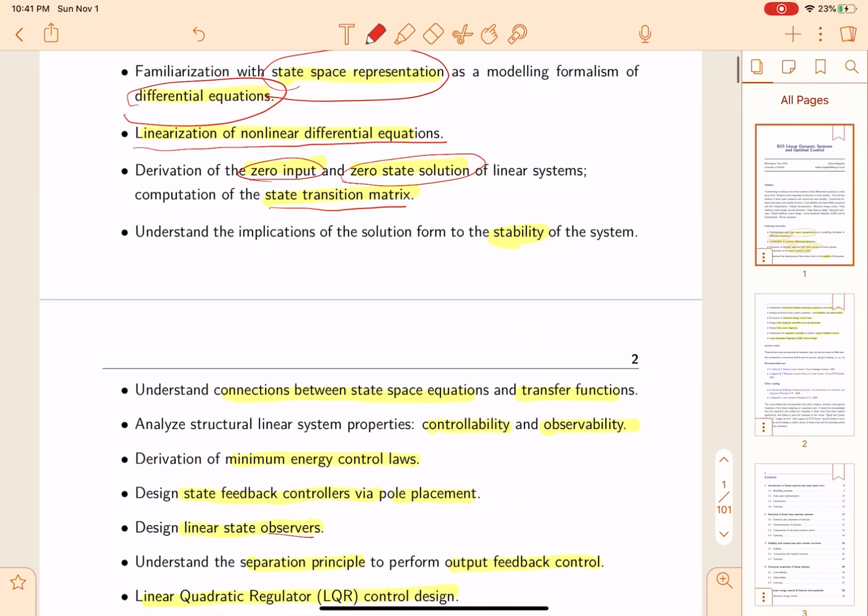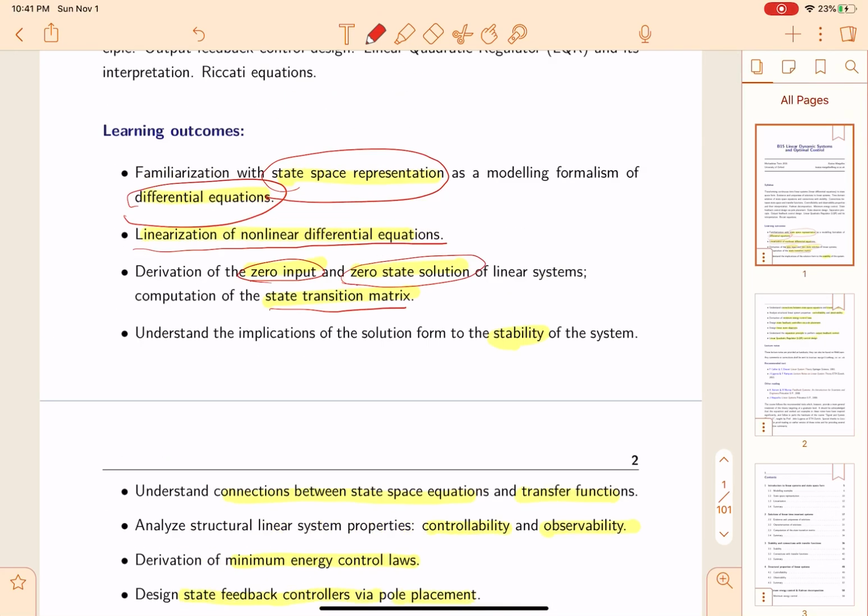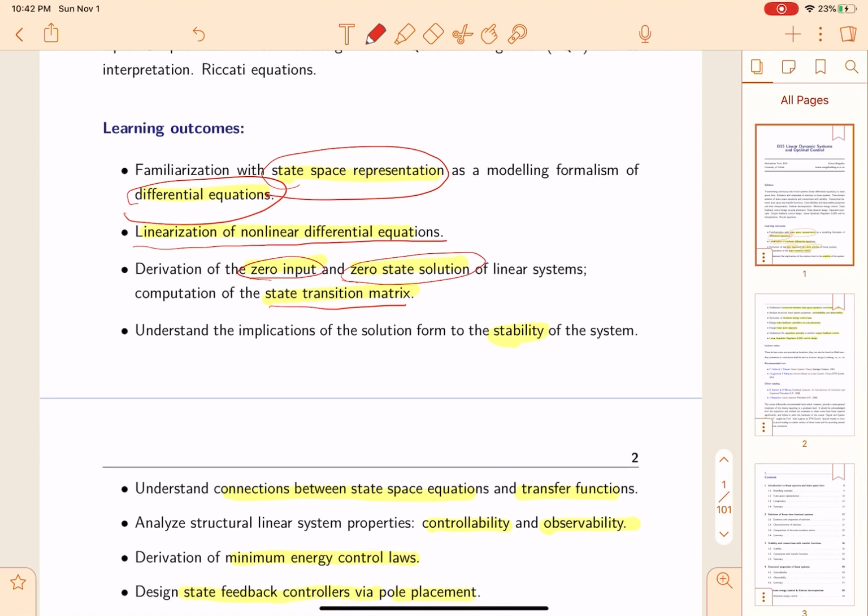Optimal control. And I will give a rough introduction to the learning outcomes we will have for this course. So first, we will familiarize with the state-space representation as a modeling formalism of differential equations. It's important to know what you will get out of this course before you actually start, so you will have a goal. And secondly, the linearization of nonlinear differential equations.